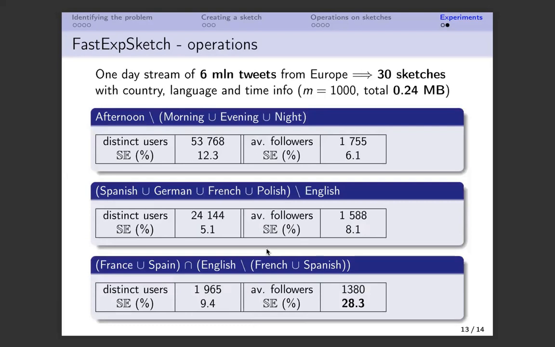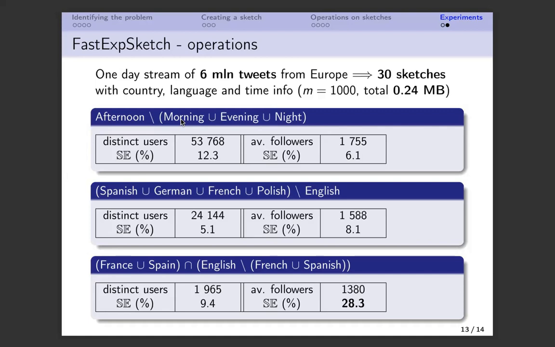To test the whole framework, I collected a one-day stream of 6 million tweets from Europe, and I created 30 sketches with information about country, language, and publishing time of a tweet. For sketch size equal to 1000, these 30 sketches take less than a quarter of a megabyte. Using these sketches, we can run any query based on set theory operations.